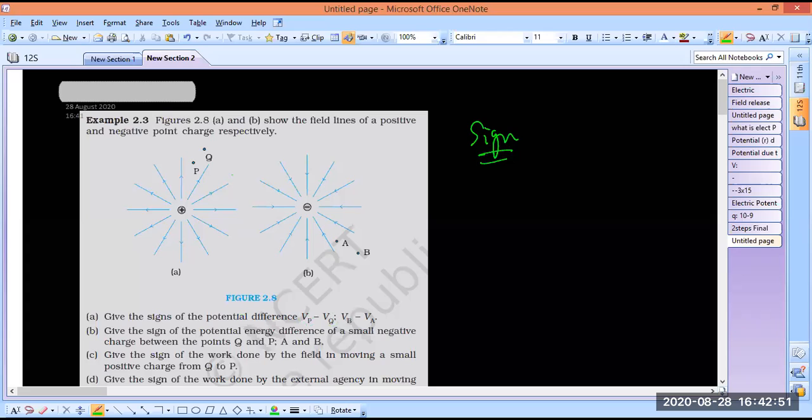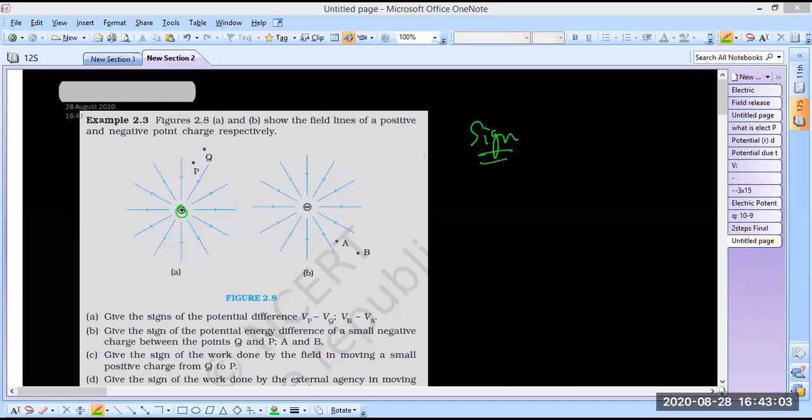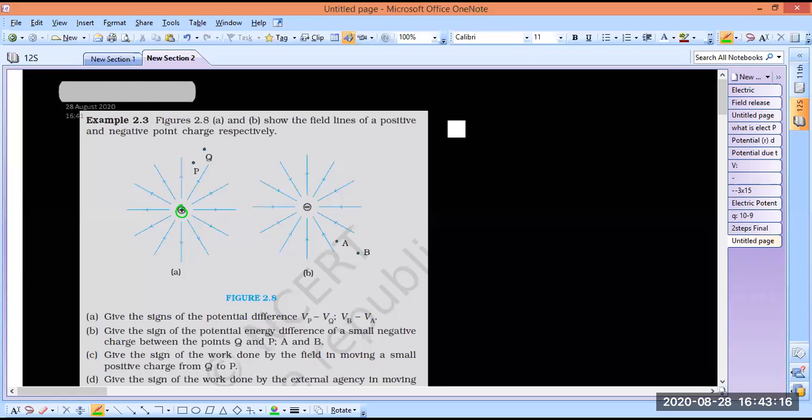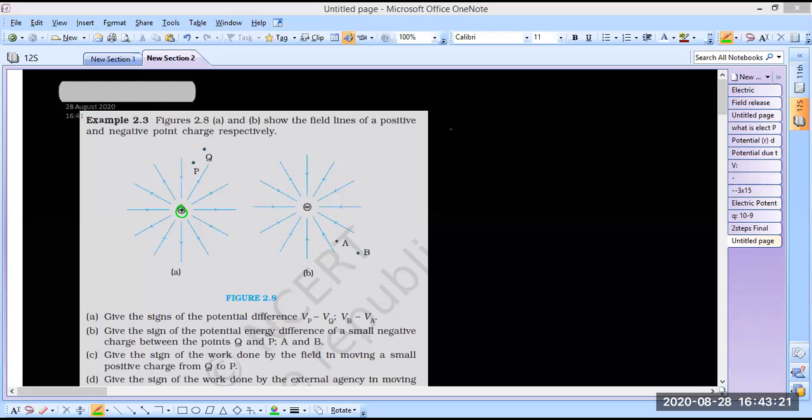Now, have a look at this positive charge. Both negative. What does that mean? You mean to say Vp minus Vq and Vb minus Va both are negative? No, no. Okay, let's take it stepwise. Don't rush. Many of you have started answering. That is good.